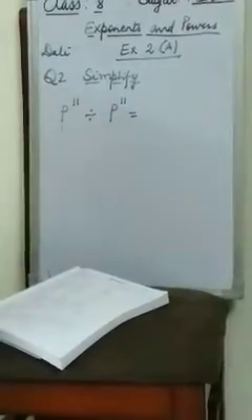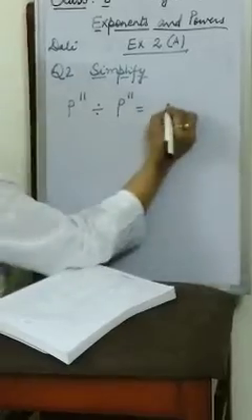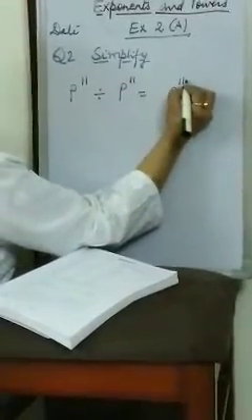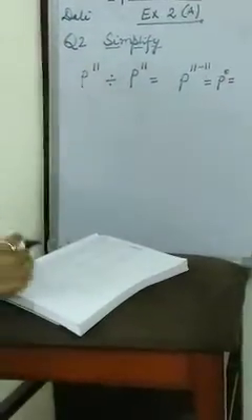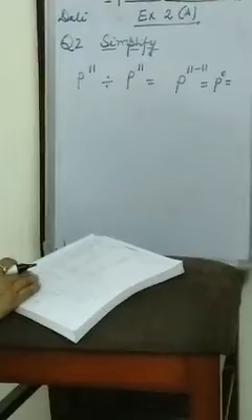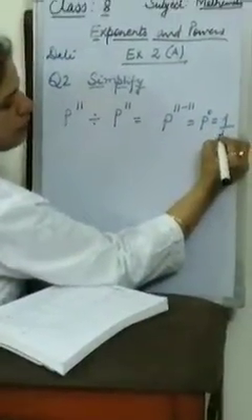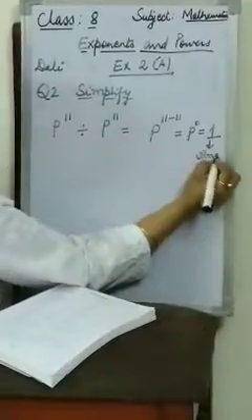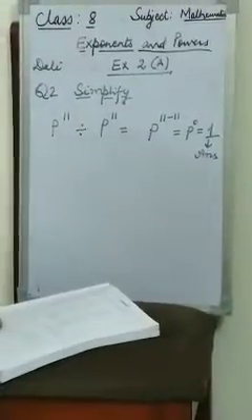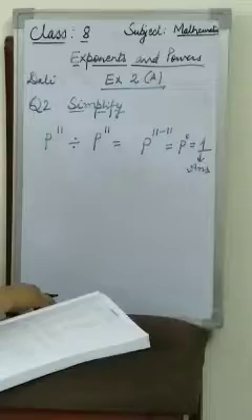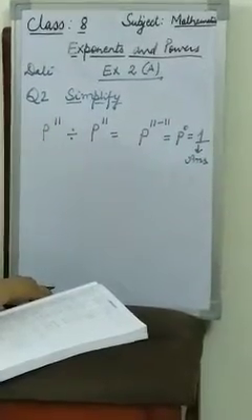Division law says powers get subtracted. So p to the power 11 minus 11, the power becomes 0. And I told you in the next law, any base with power 0 is always equal to 1. So the answer for this one is 1. Hope you understood the division law well now.